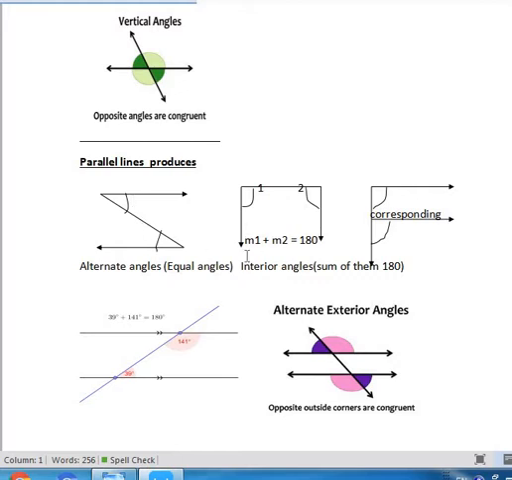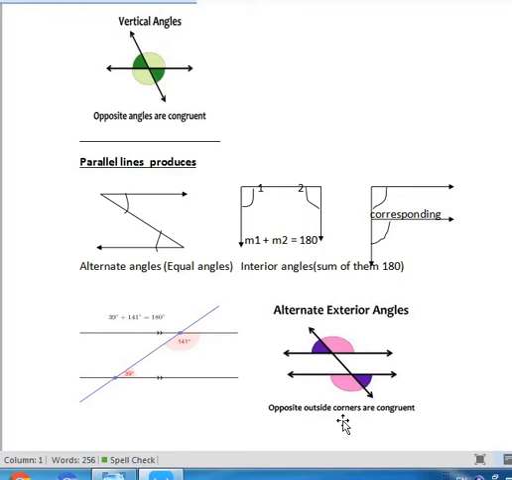What's here, Jeanette? I have here interior angles. The interior angles, Jeanette, the sum of them equals 180. Julie, I have here corresponding angles. The two corresponding angles here are equal in measure. The interior angles, the sum of them is 180, but the corresponding angles are what, Farah? Equal in measure.